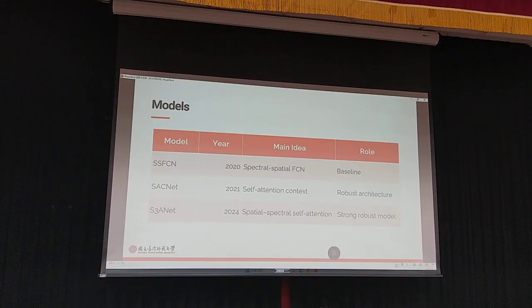I evaluate 3 models. SSFCN is used as the baseline spectral-spatial FCN model. SSENet uses self-attention context information for robustness. SSSNet further combines spatial and spectral self-attention. These models allow me to test whether SQ works across different classifier architectures.